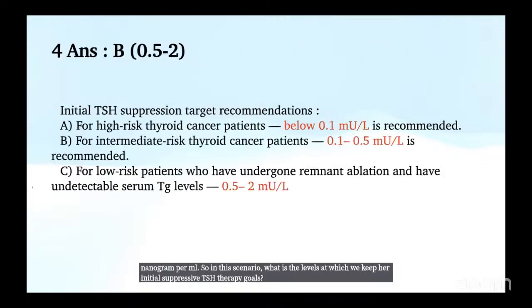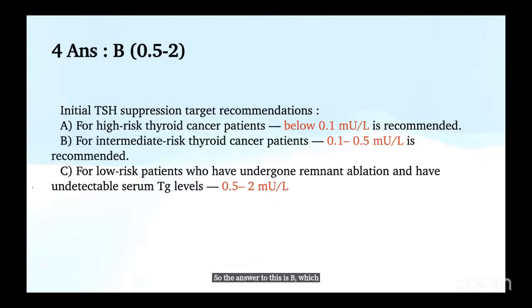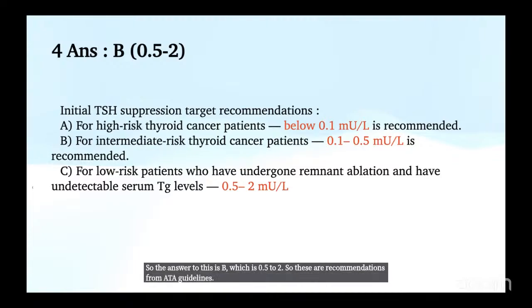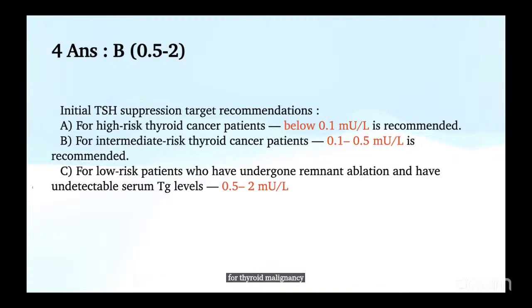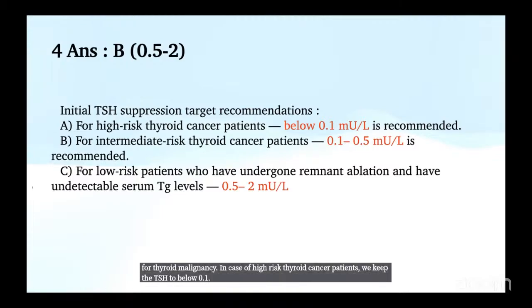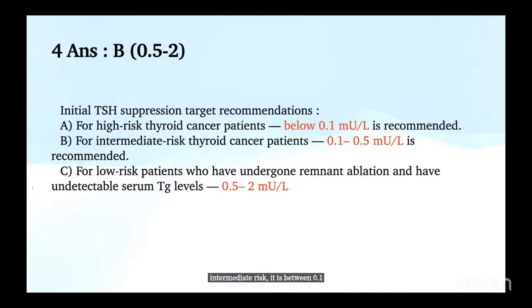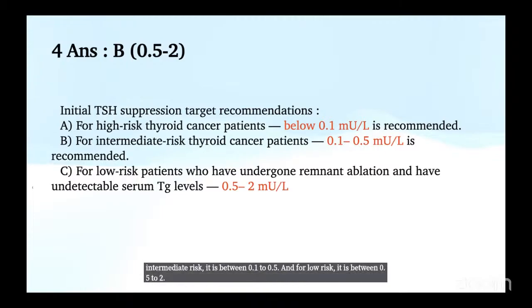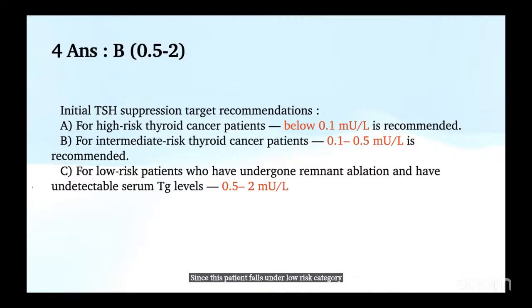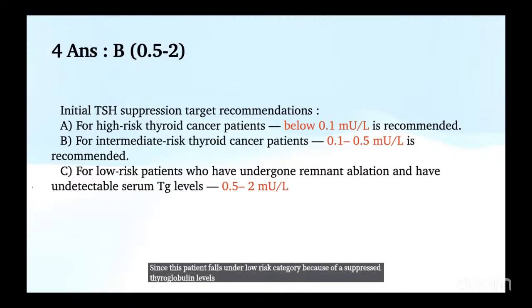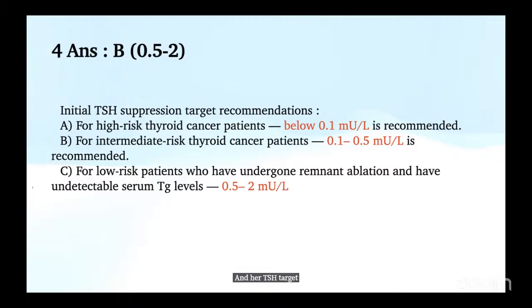So the answer to this is B, which is 0.5 to 2. These are recommendations from ATA guidelines for thyroid malignancy. In case of high-risk thyroid cancer patients, we keep the TSH below 0.1. Intermediate risk, it is between 0.1 to 0.5. And for low risk, it is between 0.5 to 2. Since this patient falls under low-risk category because of a suppressed thyroglobulin level, a good histopathology with no vascular or capsular invasion, her TSH target would be between 0.5 to 2.